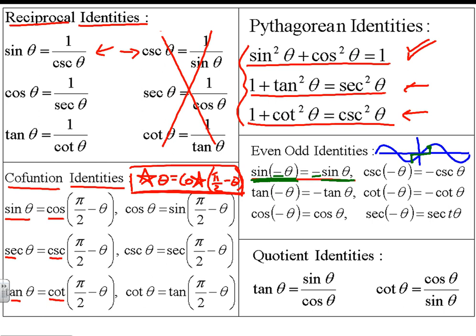And obviously, if sine works that way and cosecant is reciprocal of sine, cosecant works that way as well. That is an odd function rule. The height to the left is the opposite of the height to the right. Or we can spin around the origin 180 degrees and get the same graph. That is an odd function.